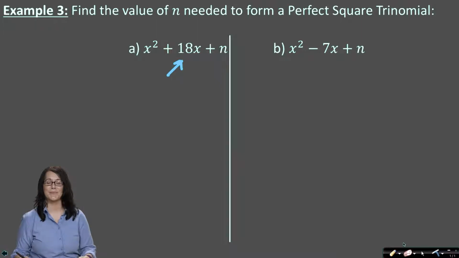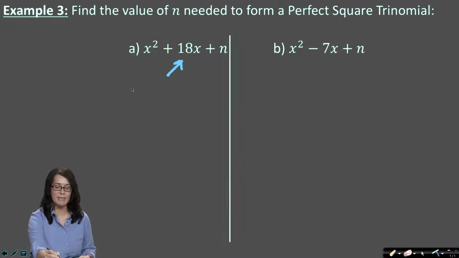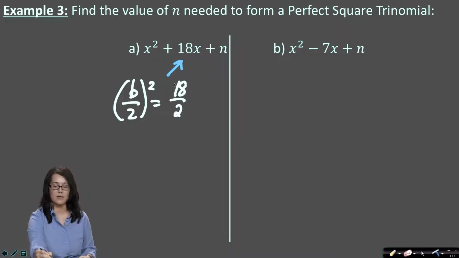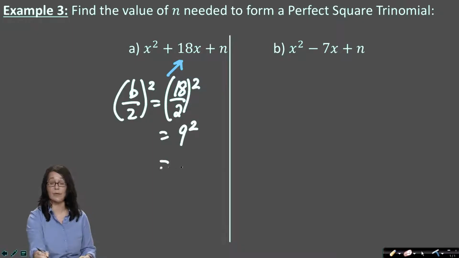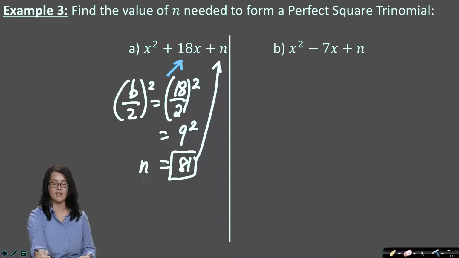How'd you do? Well, you would have taken b and cut it in half and squared it, right? So that would have been 18 is b, cut it in half, and square it. That's 9 squared. Did you get 81 for your third term, your constant? Yeah, if you got that n should be 81, you would be correct. What that means is the perfect square trinomial is x squared plus 18x plus 81.